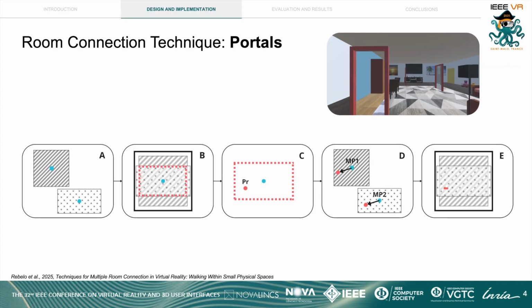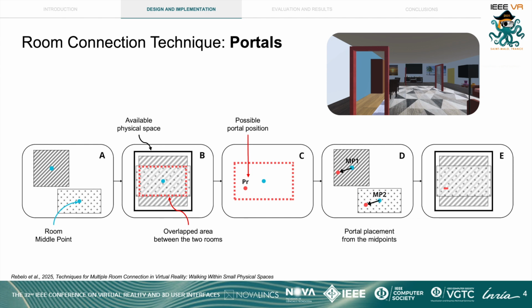The implementation of portals follows a structured process. First, the system identifies the rooms that need to be connected and calculates their midpoints. Next, the rooms are slightly overlapped to define a shared space where the portal can be placed. A portal is then positioned within this overlap, ensuring proper alignment to prevent disorientation when passing through. Finally, once the portal is active, users can step through it to instantly transition between rooms.